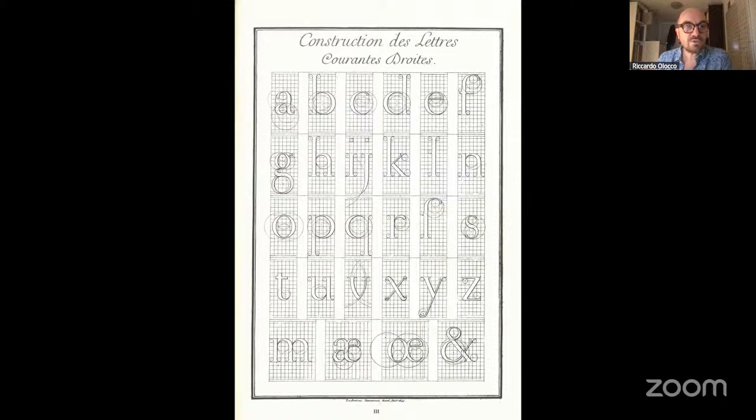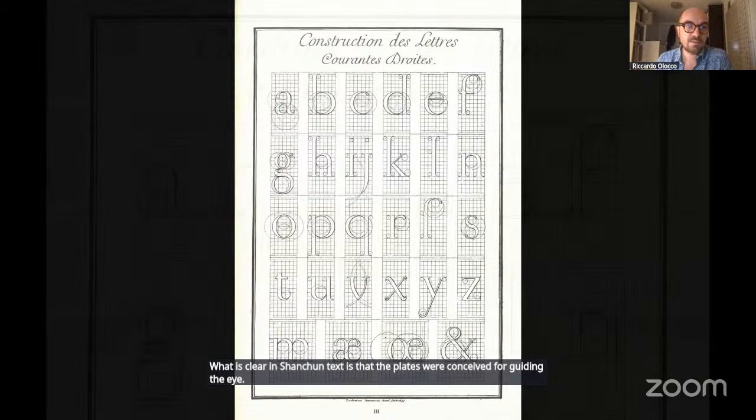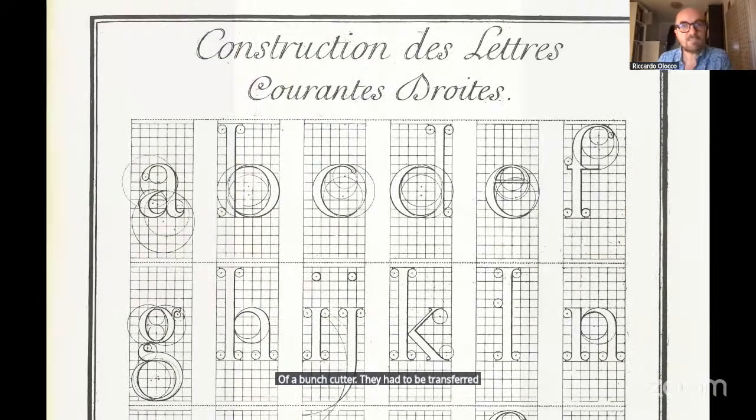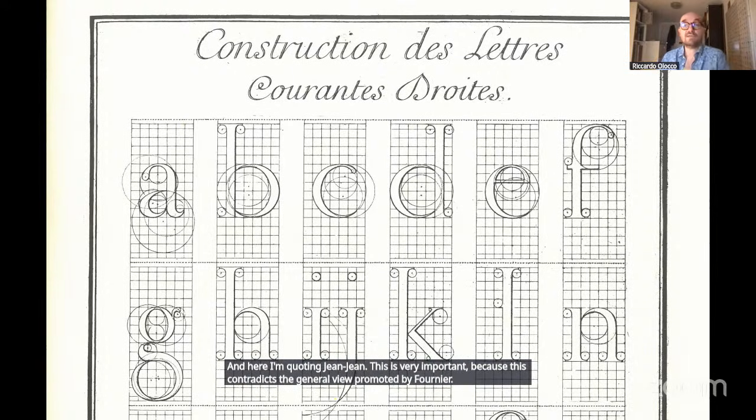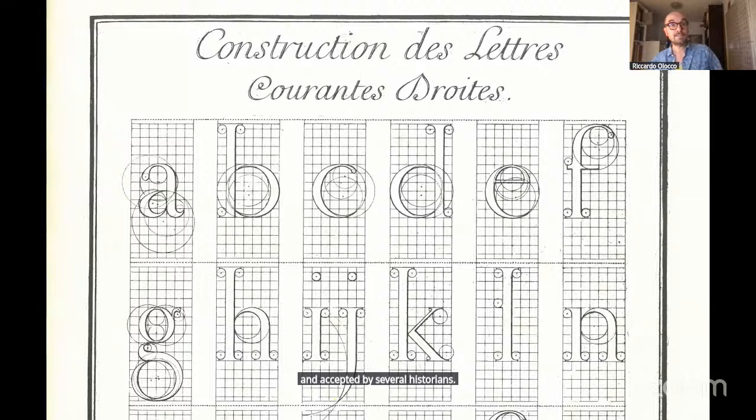What is clear in Jean's text is that the plates were conceived for guiding the eye of a punch cutter. They had to be transferred into steel as precisely as possible, but the committee was well aware that the geometric grid was useless when reduced. At small sizes it is the eye of the craftsman that must decide, and here I'm quoting Jean. This is very important because this contradicts the general view promoted by Fournier and accepted by several historians, for instance Updike. According to them, these engravings are just a purely academic exercise with ruler and compass.